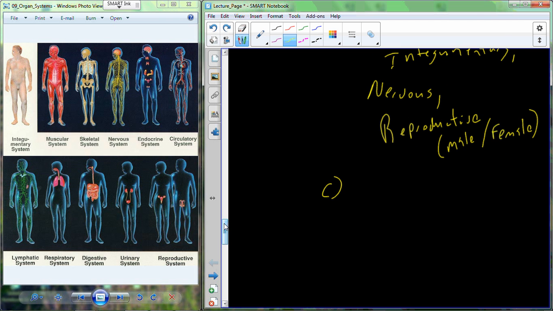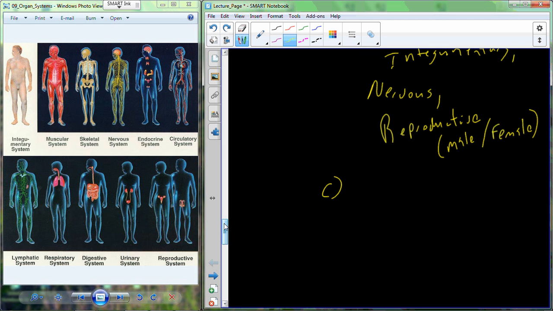Can anyone tell me why we need our organ systems? What is the purpose of an organ system? It really comes down to one term. It's a one-word answer, maybe a two-word answer. What's that? Okay. Really, we're maintaining that function, but we're maintaining the function in such a way that it stays within livable limits.